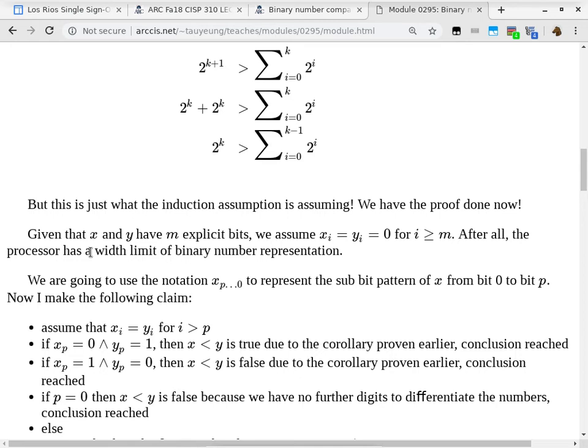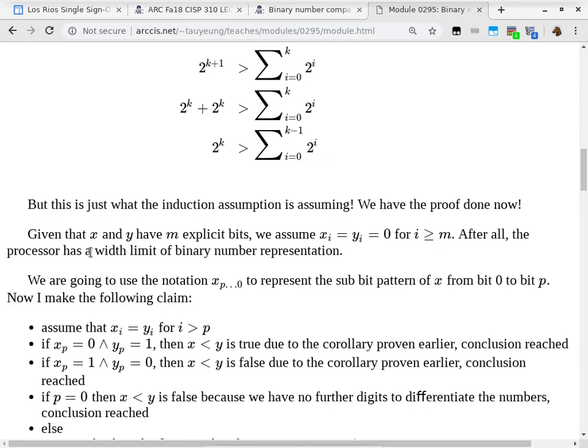It was the assumption, exactly. It was the induction step assumption. So we linked the step all the way back to the assumption. So now this basically concludes the proof that in general, as long as k is greater than or equal to 1, 2 to the power of n is greater than the summation of i going from 0 to n minus 1 of 2 to the power of i.